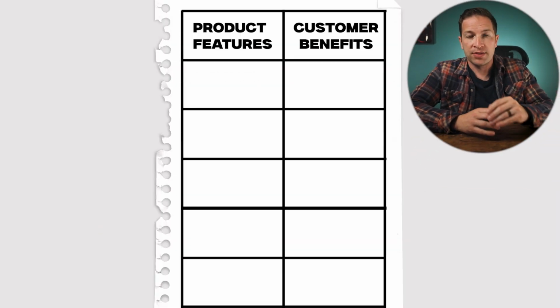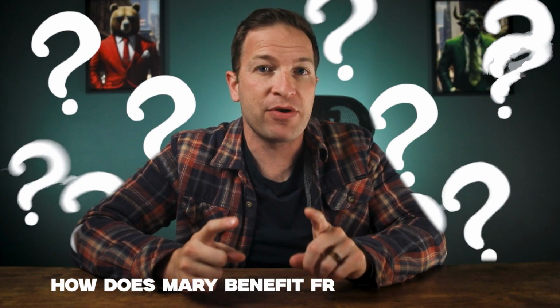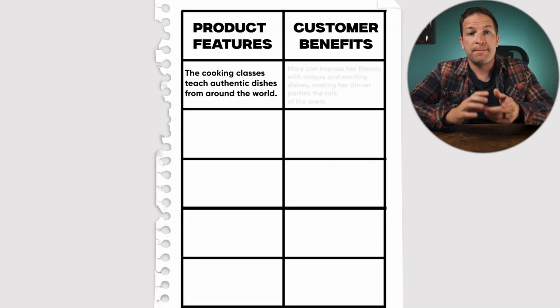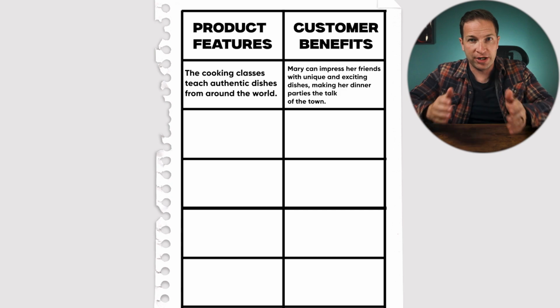Feature number 1, the cooking classes teach authentic dishes from around the world. Now the question becomes, how does Mary benefit from this feature? Well, Mary can impress her friends with unique and exciting dishes, making her dinner parties the talk of the town. Imagine going to her dinner party and tasting the most amazing Ethiopian dish you've never heard of.